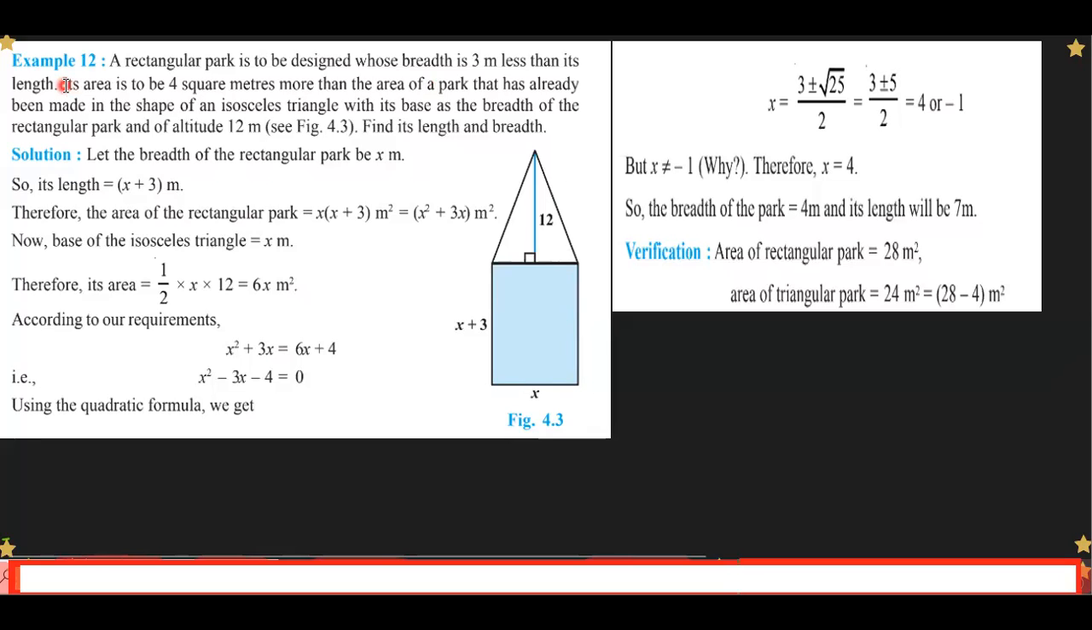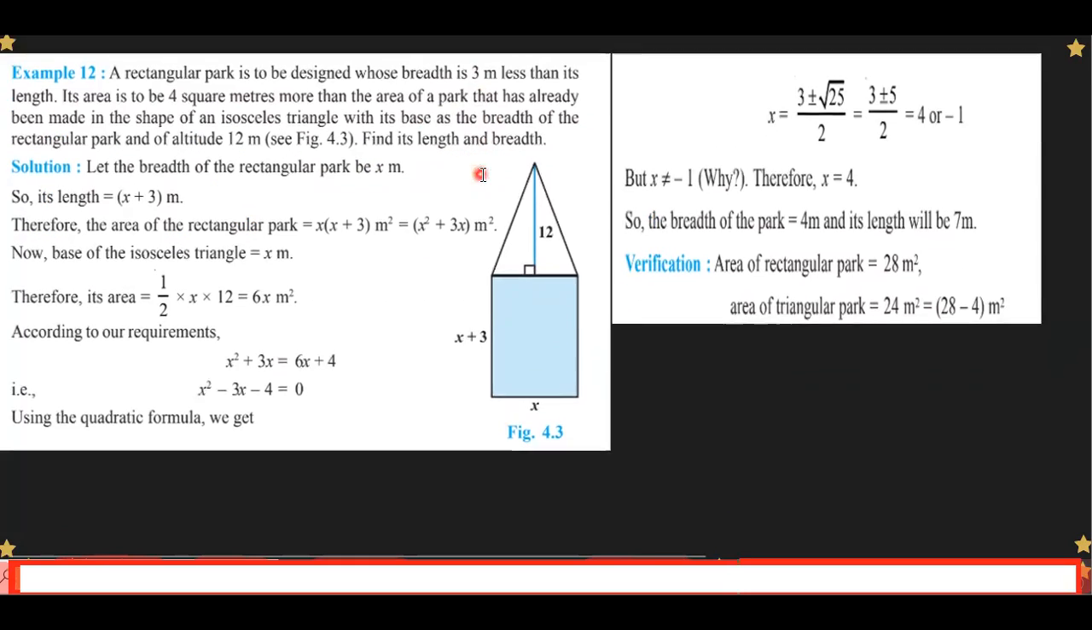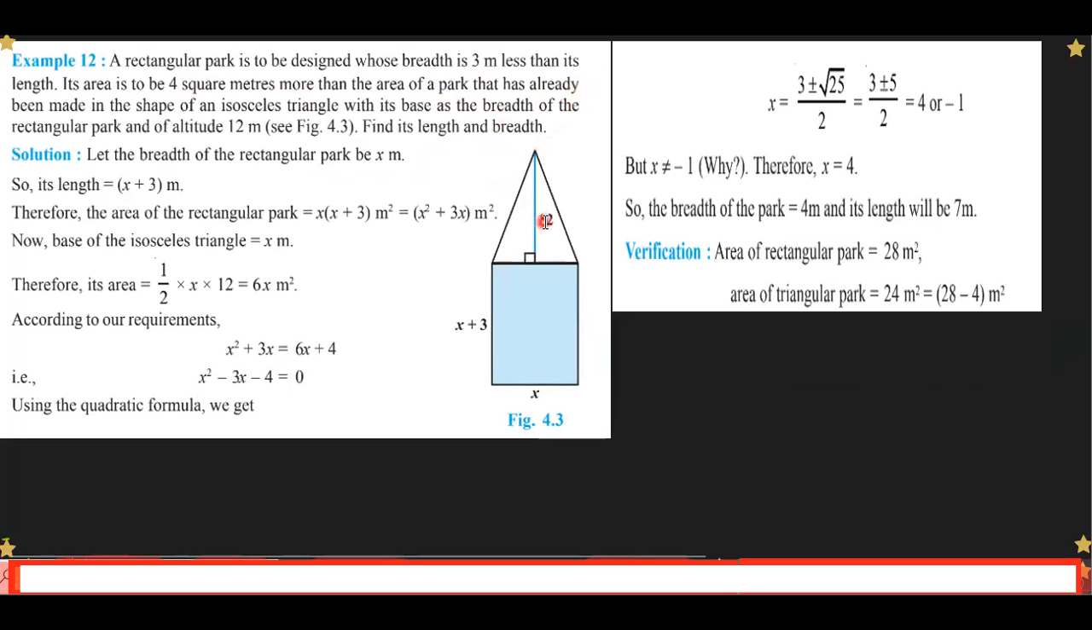Example number 12 from your book. A rectangular park is to be designed whose breadth is 3 meter less than its length. देखिए, ये हमारा रेक्टेंगुलर पार्क है. ये इसका लेंथ, ये इसका ब्रेड्थ है x मीटर, लेंथ है x प्लस 3 मीटर। हम ये कह सकते हैं कि ब्रेड्थ लेंथ से 3 मीटर कम है, या लेंथ इज 3 मीटर मोर देन द ब्रेड्थ, so let the breadth be x meter, so length will be x plus 3 meter.